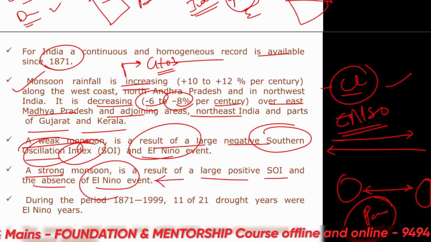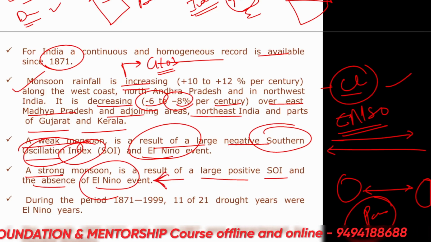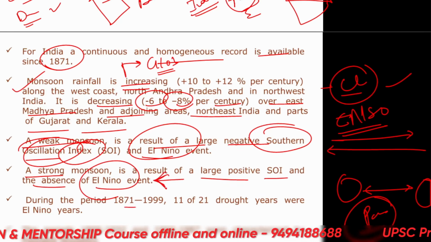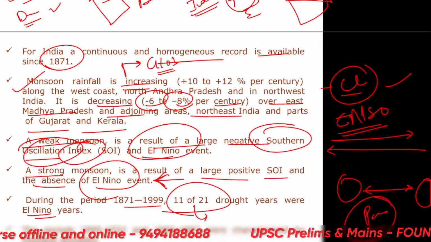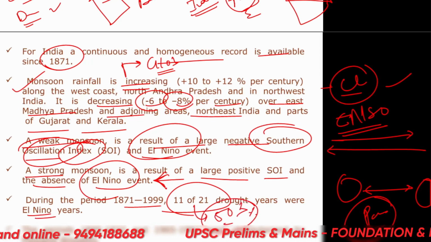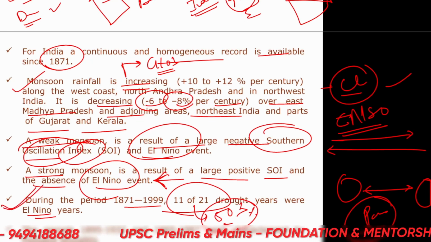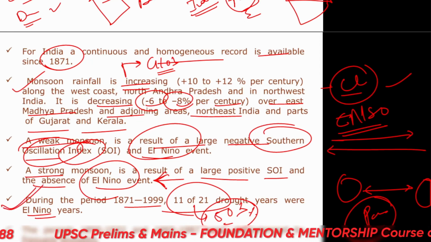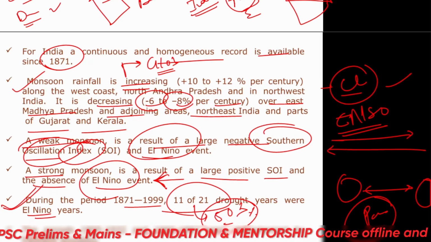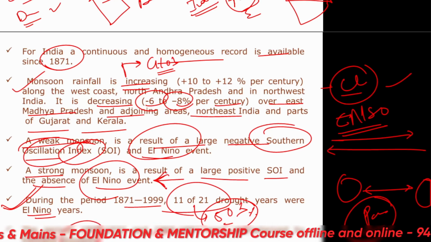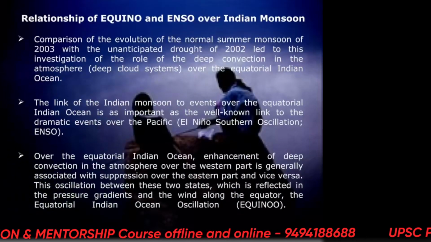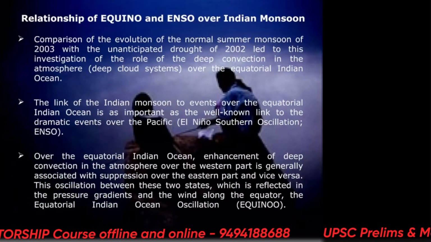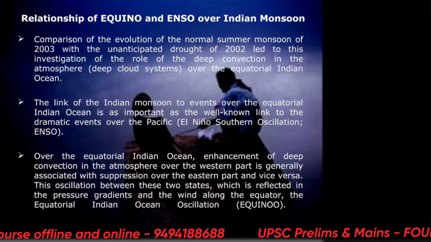So not to directly influence the Indian monsoon, but indirectly. And during the period, 11 of 21 droughts were El Nino years. So more than 50%, let's say. So El Nino directly influenced the Indian monsoon. The periods were characterized by frequent droughts. The periods were practically drought-free, let's say. This data is not important. Just remember that El Nino and La Nina affect the Indian monsoon in a negative and positive way.